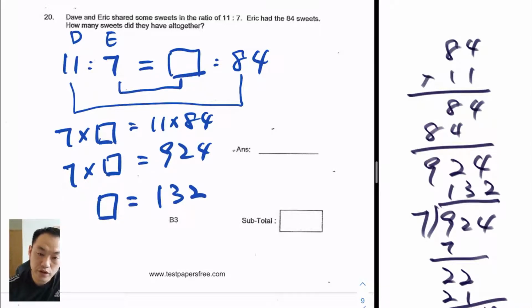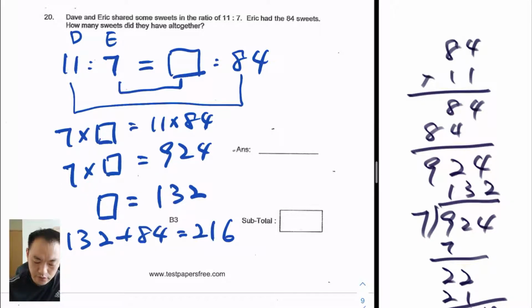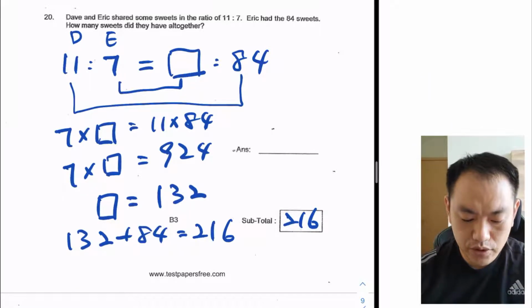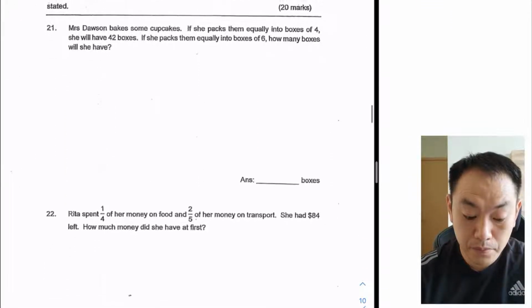But what is the question asking? The question is asking how many sweets they have together. So Dave has 132 plus Eric has 84. So the answer is 216. Okay, so let's move on to the next question.